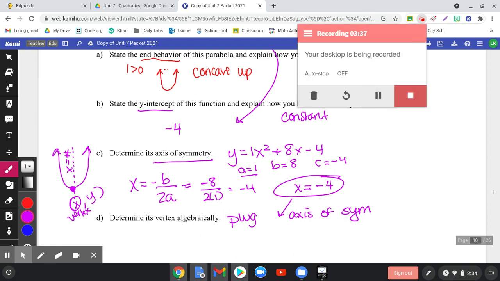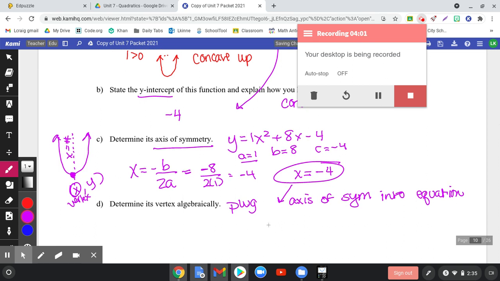All right, so as I was saying, sorry for the interruption there. If you can find your axis of symmetry using this formula, you know the x value in your point. So to figure out the y value in your vertex, plug your axis of symmetry into your equation and solve. So I have y equals, instead of x squared, we'll do (-4) squared. Make sure you put it in parentheses. Plus 8 times -4 minus 4. A lot of -4s in there.